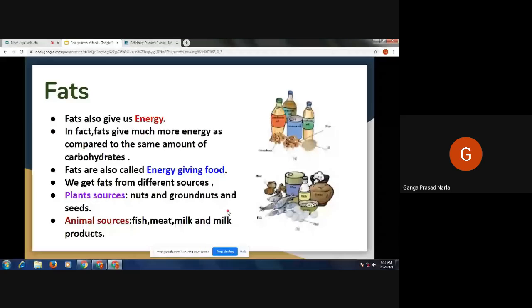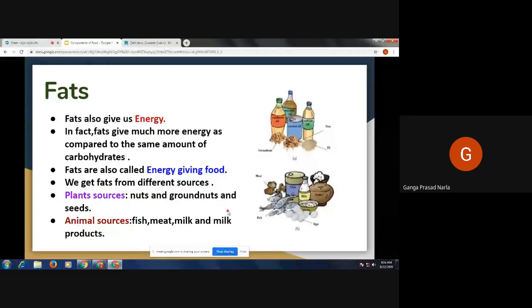Okay, definitely. Fats are one type of nutrient which is present in the food. We already discussed fats in the last class. So what are the uses of fats? Fats provide us energy. The main use of fats is that they provide energy to us. In fact, fats give much more energy than carbohydrates.